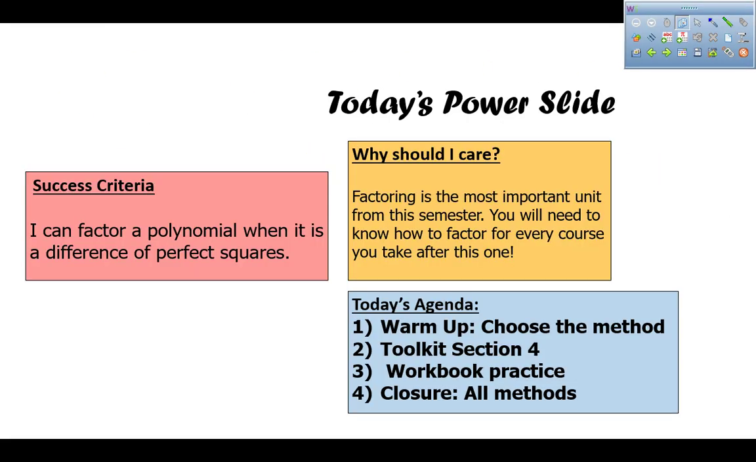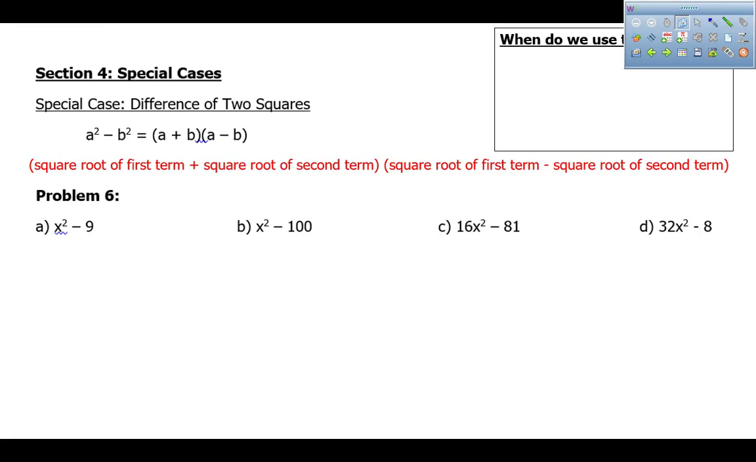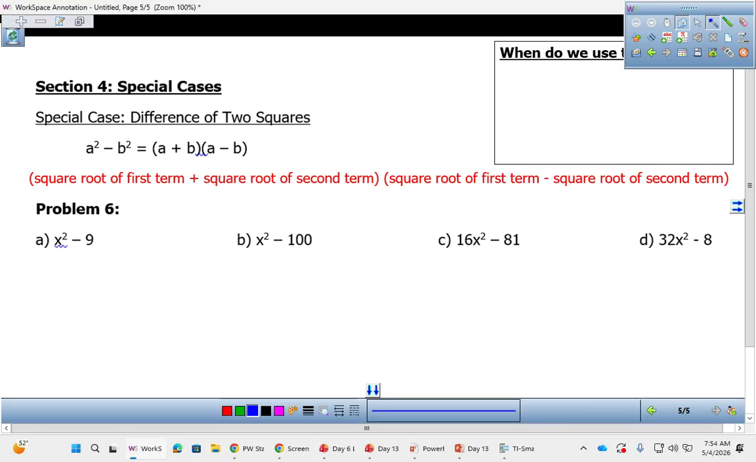So in your toolkit, we're going to fill in the last type of factoring, which is section 4, special cases, differences of two squares or differences of perfect squares. Some teachers call it DOTS, differences of two squares. Some teachers call it DOPS, differences of perfect squares.